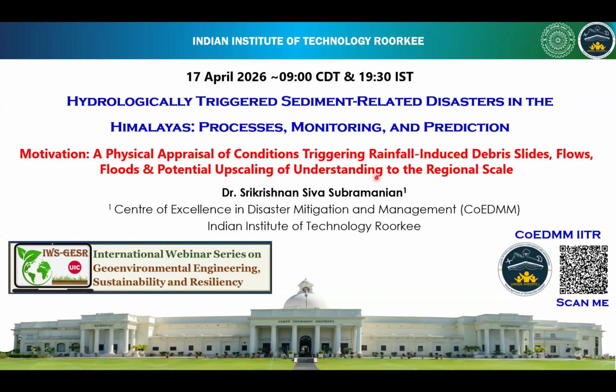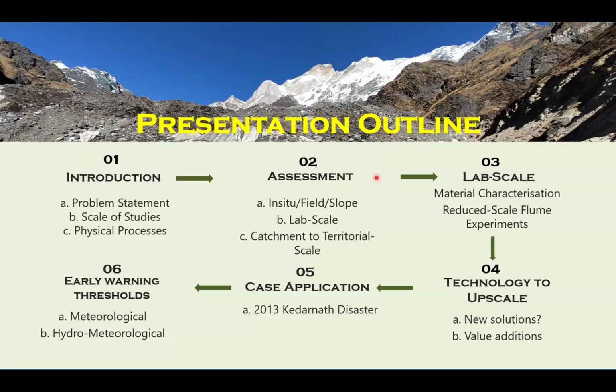Okay. Thanks. So the potential upscaling of the understanding from the minor scales is necessary. That's what we are going to see today through the presentation. So this is the presentation outline. Many of us are already aware of the problem statement of sediment-related hazards, with specific reference to the Himalayas, and then the scale of these studies, because these are happening at different scales. Let's say catchment scale, slope scale, territorial scale. So at what scale we need to address these problems in order to have a physical appraisal of the physical process that is taking place.